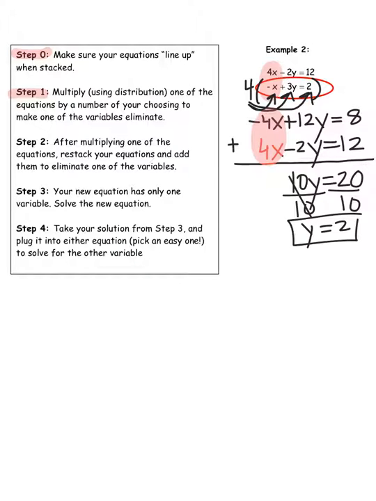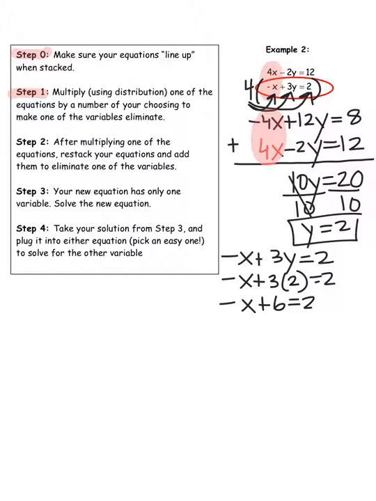All right, next I want to figure out what x is. I pick either equation. I'm going to pick the second equation, this one, because it looks a little bit easier. I'm going to rewrite it. Negative x plus 3y equals 2. Negative x plus 3 times, I know that y is 2, equals 2. So that's negative x plus 6 equals 2. Subtract 6, and I get negative x equals 2 minus 6 is negative 4. And that means that x is actually positive 4 if you divide both sides by negative 1.